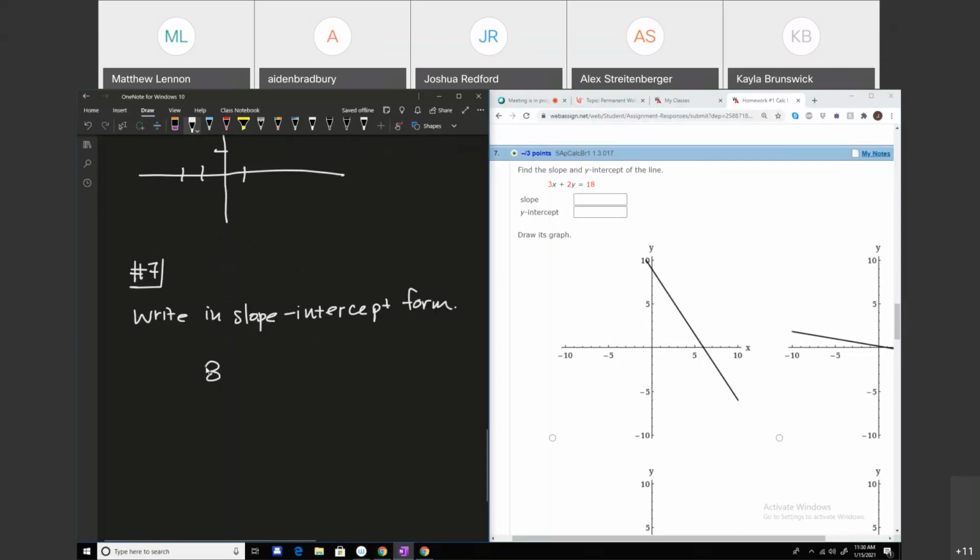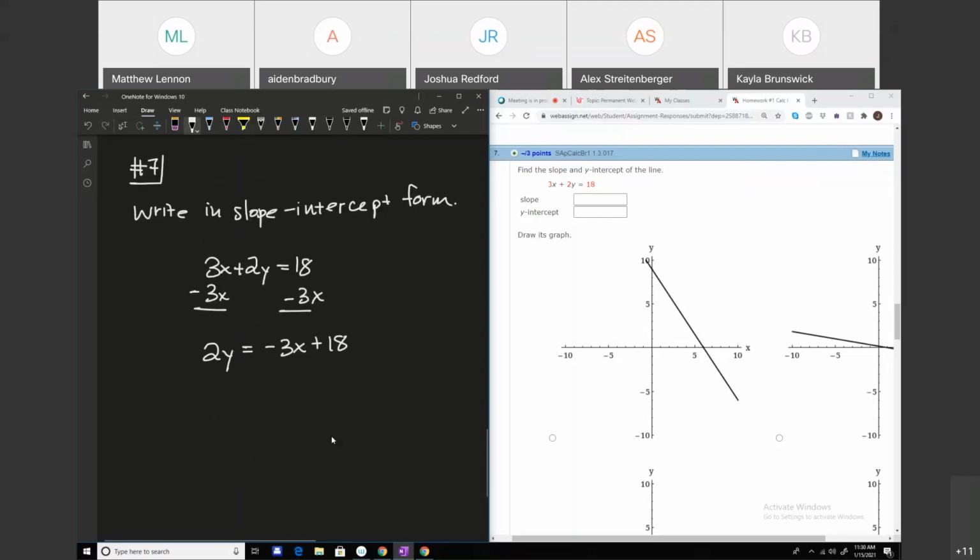So we have 3x plus 2y equals 18. So to solve for y, first get 2y by itself. So we subtract 3x on both sides. So we have 2y is minus 3x plus 18. Then we just need to divide by 2 to solve for y. So the left-hand side is y.